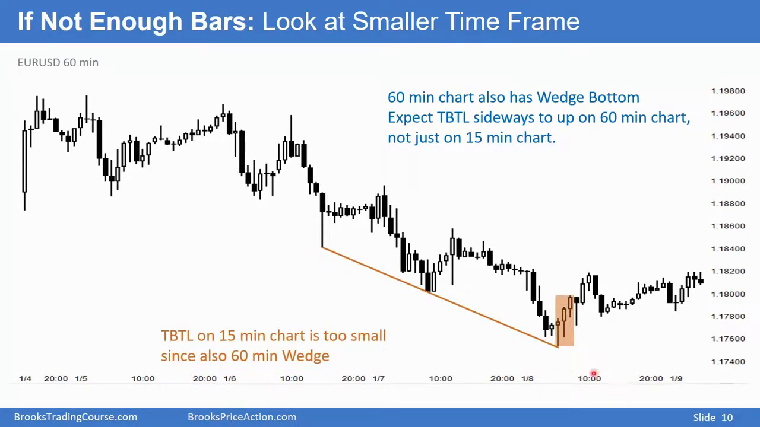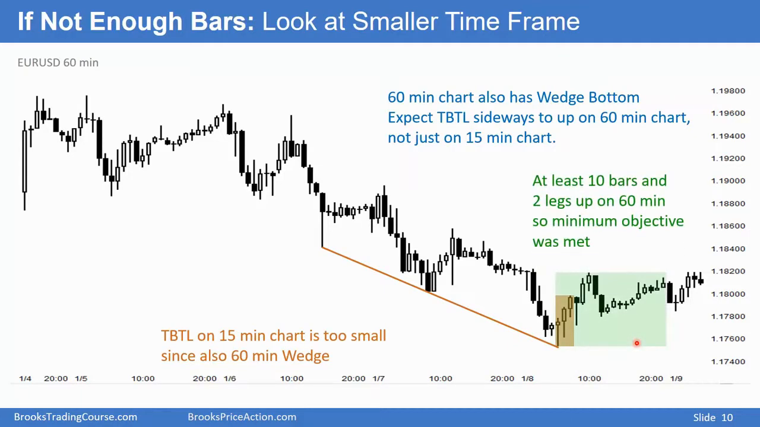10 bars and 2 legs on the 15-minute chart ended right here. It's only part of 1 leg up and only 3 bars up on the 60-minute chart. Yet the pattern is still obvious on the 60-minute chart. So I have to be setting my target based upon the highest time frame that clearly shows the pattern. And that's the 60-minute chart. So 2 legs up, 1 pullback, 2. Minimum objective, 2 legs sideways to up, so either here or here.